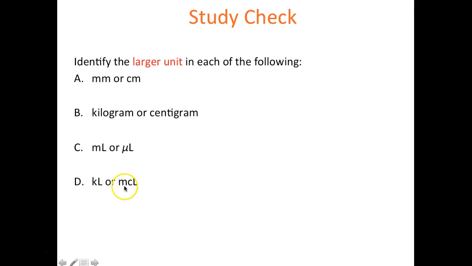MCL is again the microliter. Microliter or kiloliter. There are 1,000,000 microliters to the liter, and then 1,000 liters to a kiloliter. So there are 1,000,000,000 microliters in a kiloliter. So the kiloliter is bigger.